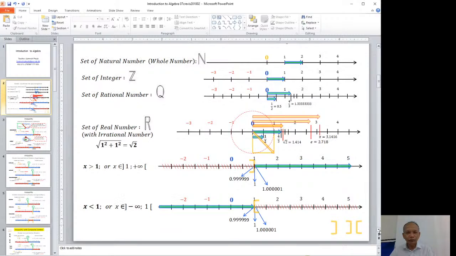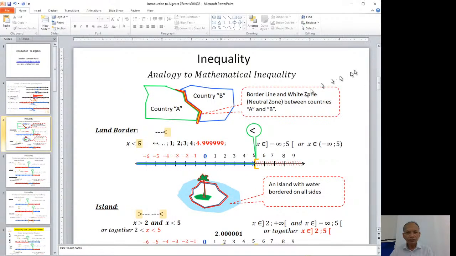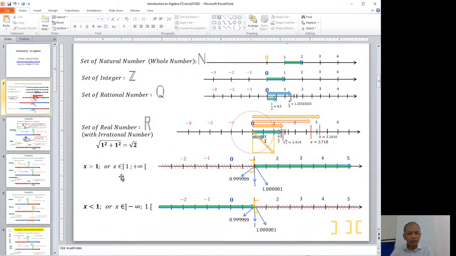And now we talk about how to represent here the segment. Here we write x bigger than 1 with this symbol, x bigger than 1, or we write x belongs to the interval, open bracket here 1 and on the other side here on the right plus infinity and open bracket also.